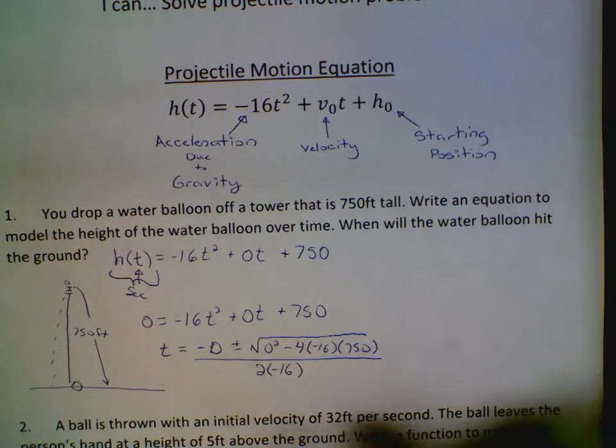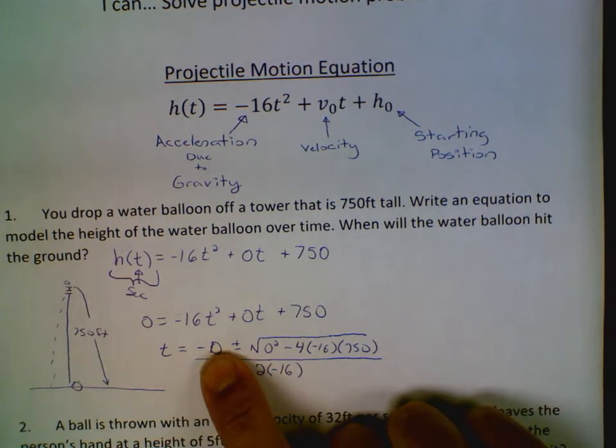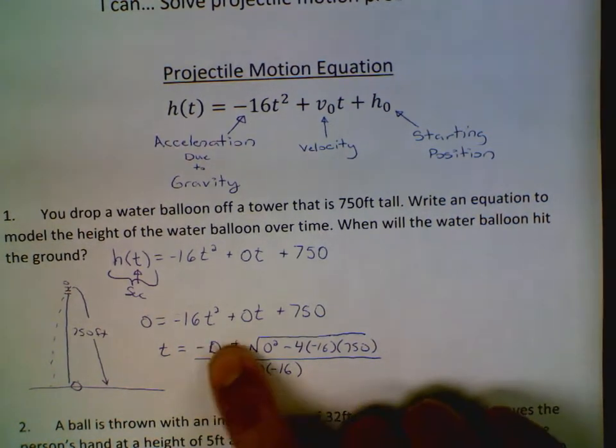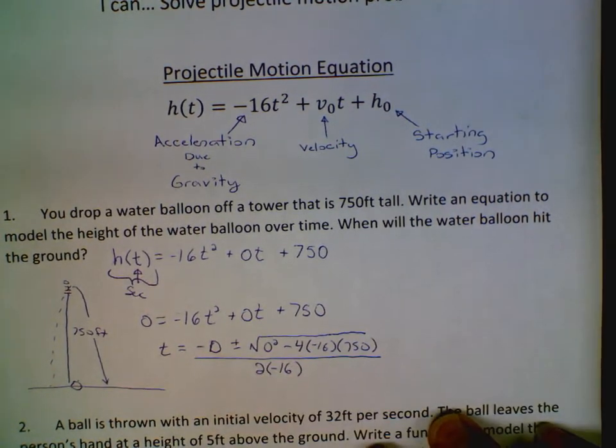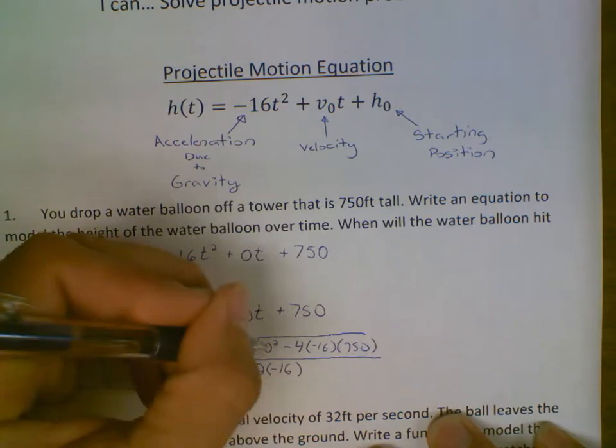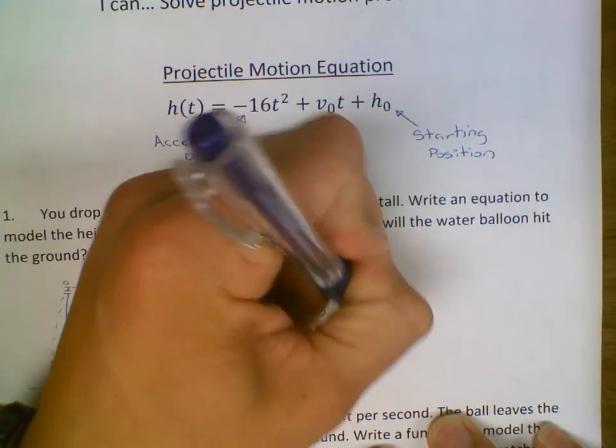So to start, 0, negative 0 is just 0, right? So that basically is gone. That's just going to go away. And then I'm going to simplify this piece. So I'm going to do it over here.